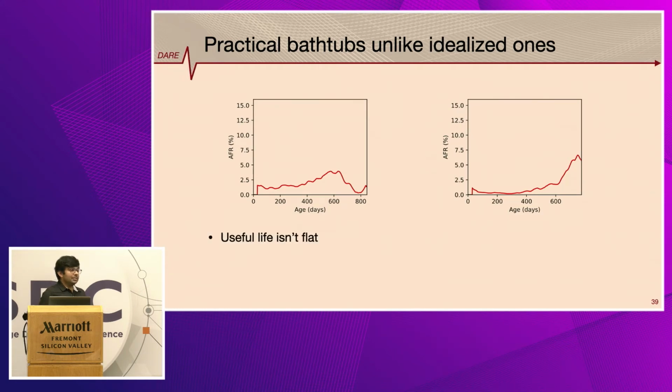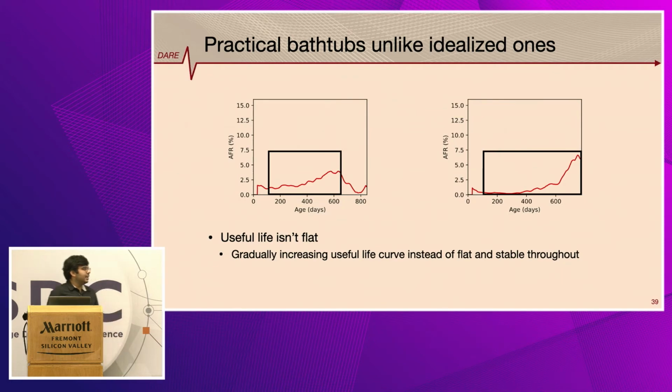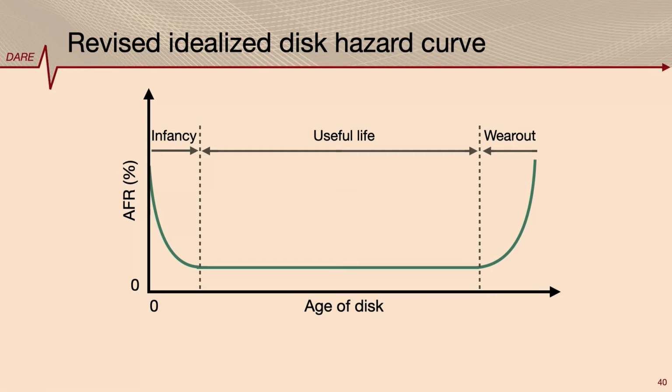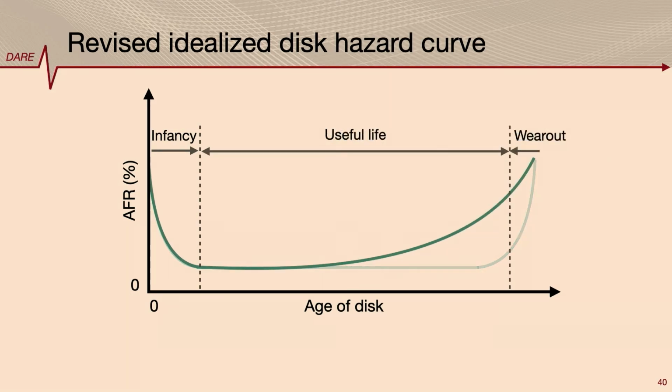So first, some more observations from practical bathtub curves are that useful life isn't really flat. In fact, if you look at this useful life, it is gradually increasing over its lifetime instead of being completely flat. So now we revise our disk bathtub curve understanding, and instead of having this curve, what we're saying is the real bathtub curve looks something like this.